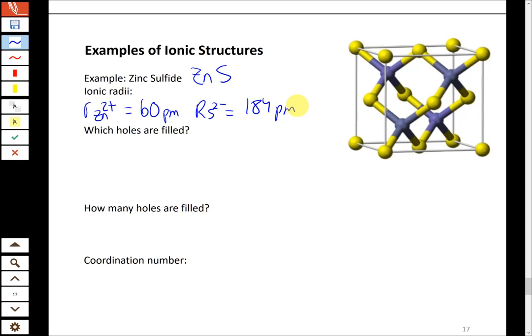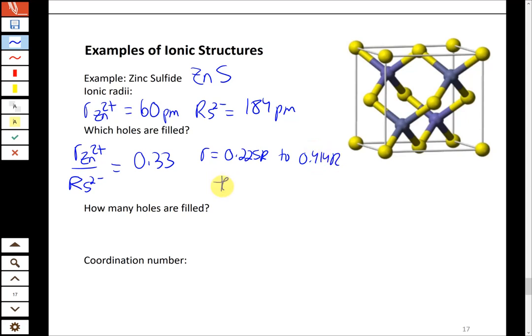So those are the 2 radii this time for the cation and the anion. And again, to predict which holes are going to be filled, we have to look at the relative radii of those two, the ratio of them. So we take the smaller, which is the cation, divided by the larger, which is the anion. And that's going to be 60 divided by 184, which is about 0.33. Okay? And as we said, if the smaller radius is between 0.225 and 0.414 times the biggest radius, those are going to go into the tetrahedral holes. All right? So when your cations are really small relative to the anions as they are here, then they can fit into those smaller tetrahedral holes. That's what we're going to do here.